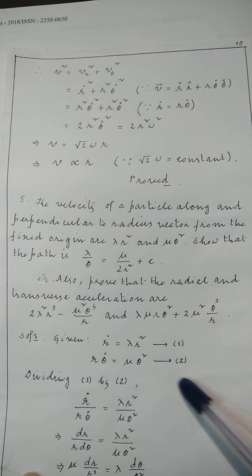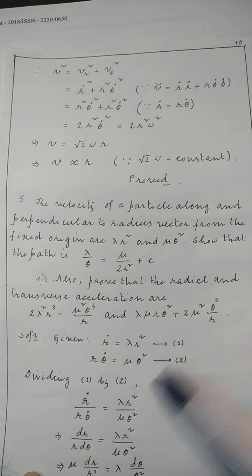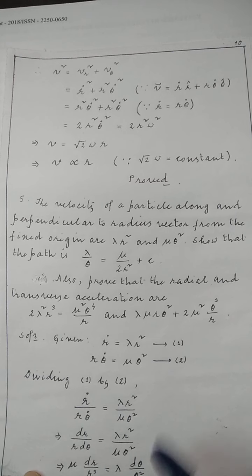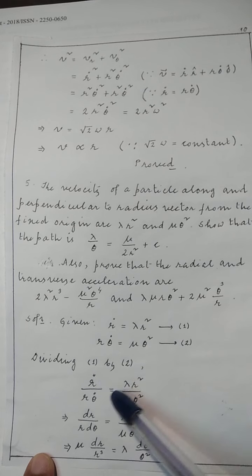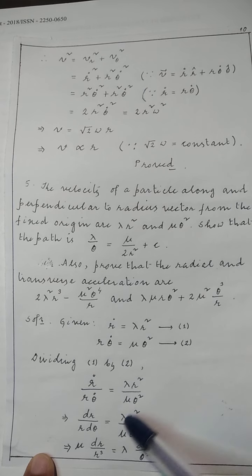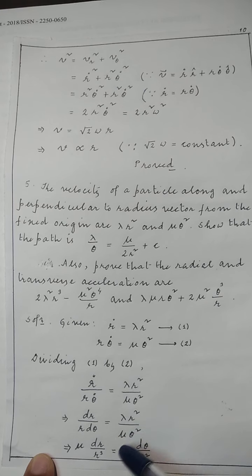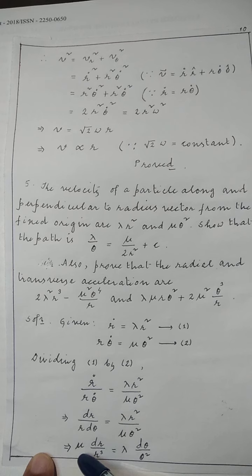Now to find out the equation of the path, what you have to do, just similar to the previous problem, we have to divide equation 1 by 2. So if you divide equation 1 by 2, ultimately you will get a differential equation involving two variables r and theta. So this differential equation also we can solve by the method of separation of variables. So how will you proceed? See, in the same manner, you will get r dot by r theta dot is equal to what? Lambda r square by mu theta square. So from this we can write dr by r d theta is equal to lambda r square by mu theta square. So take the help of the method of separation of variables. So this we can write, if you cross multiply here mu, that is dr by r cube is equal to what? It is lambda d theta by theta square.